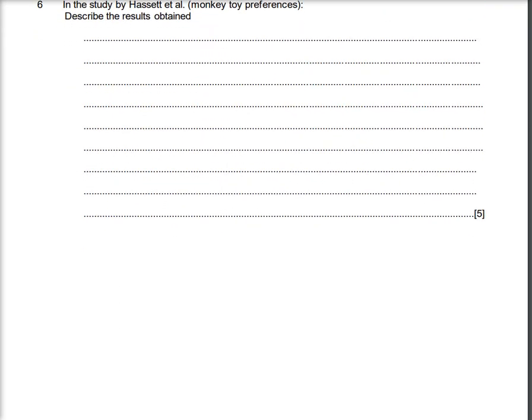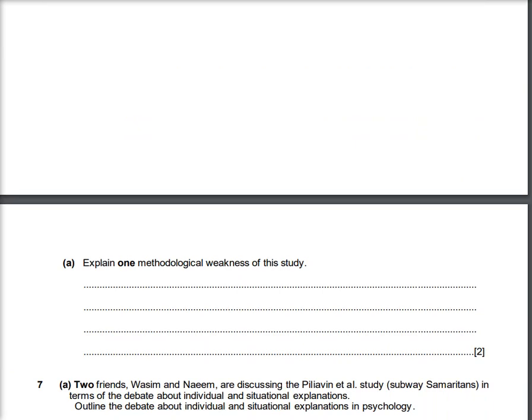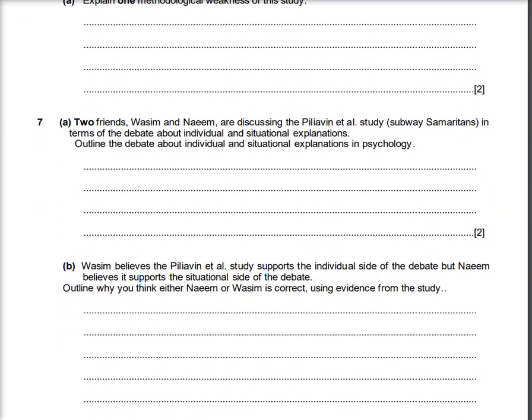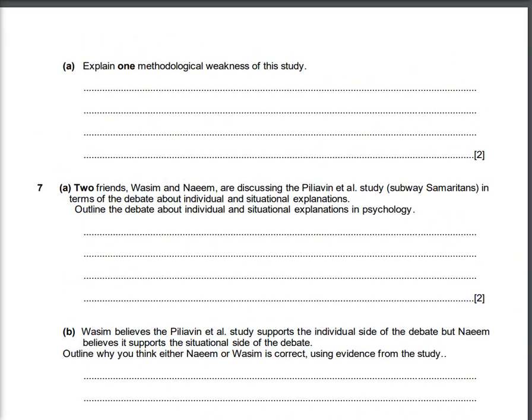Hassett et al. Describe the results obtained, because results are very important. So often students miss this. Please focus on the results as well. Most of them study till the procedures and then they think that the results won't come, but it comes in the exams. Sorry, this is extra. Explain one methodological weakness of the study.